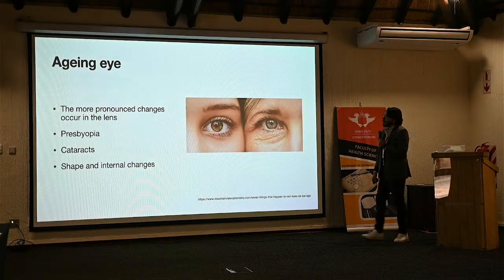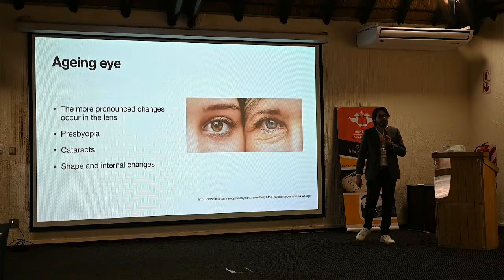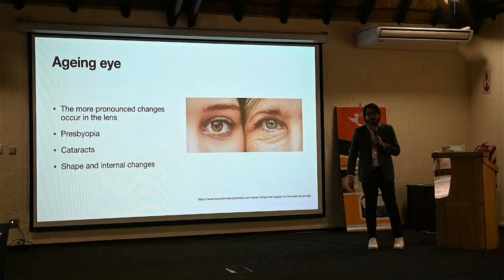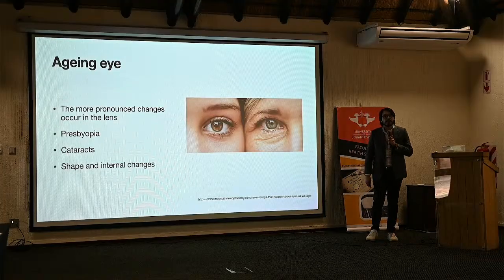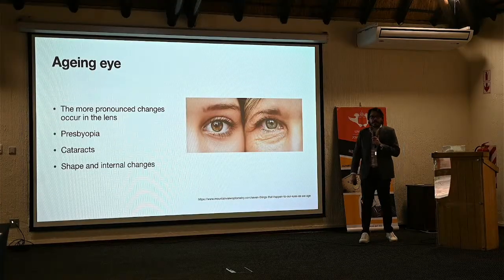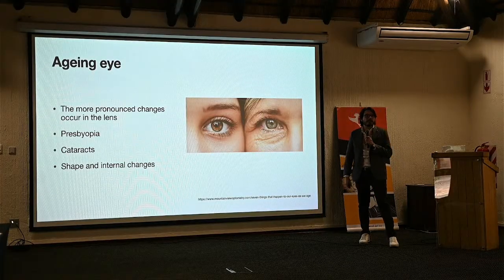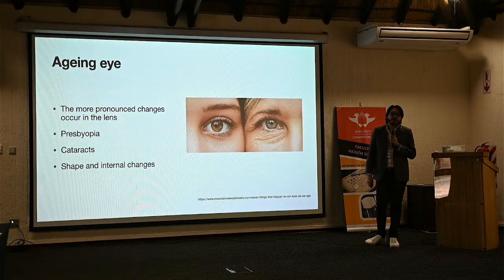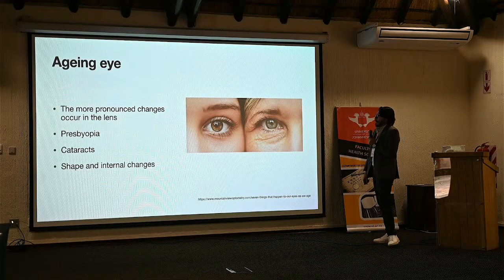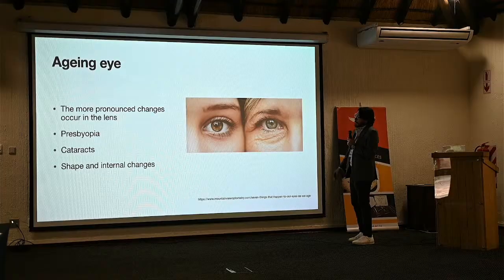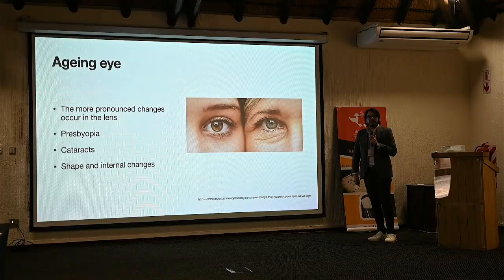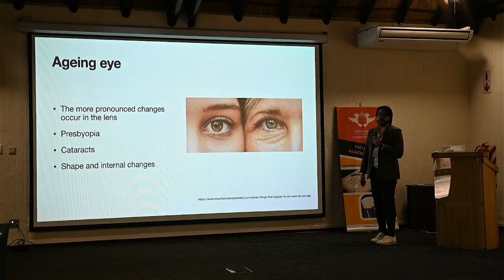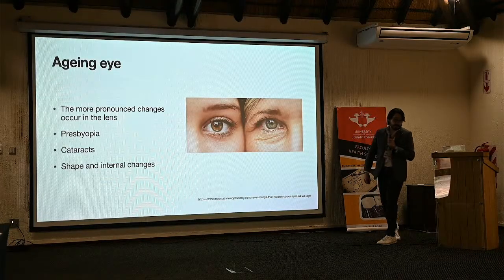We know that the eye ages as we age too, and the more pronounced changes occur in the lens. Presbyopia and cataracts are problems that take place in the lens. Focusing on emmetropic eyes, the main changes in the lens are in shape and, of course, internal changes.